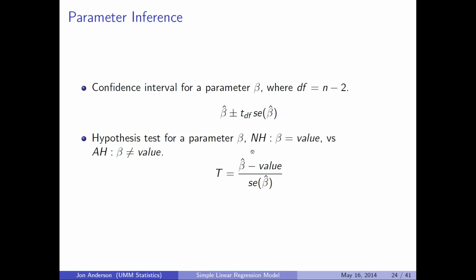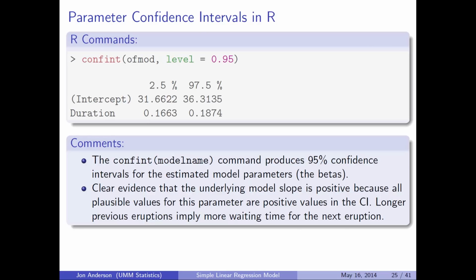A hypothesis test would be done using a t-statistic with the beta hat estimate minus whatever value you want to examine in the null hypothesis, here called value, which would be a number. It's quite frequently a value of 0. You're often going to be interested in whether a beta parameter, particularly the slope parameter, is a value of 0. Not always, but frequently. And then you divide by the standard error of that estimate. And that produces a t-statistic that you can use for hypothesis tests.